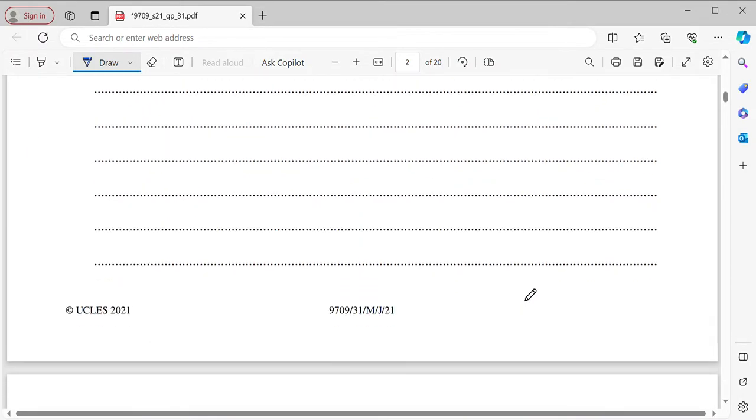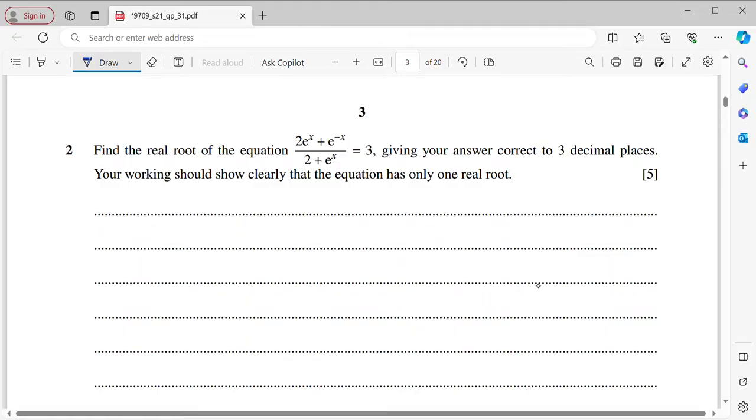Okay, so now question number 2. Find the real root. Root means the x, because your equation is in terms of x, giving your answer correct to 3 decimal places. Your working should show clearly the equation has only one real root. So first of all, copy the equation.